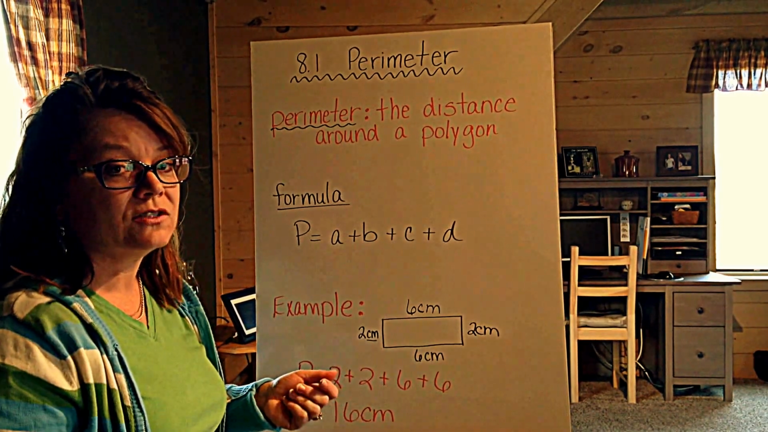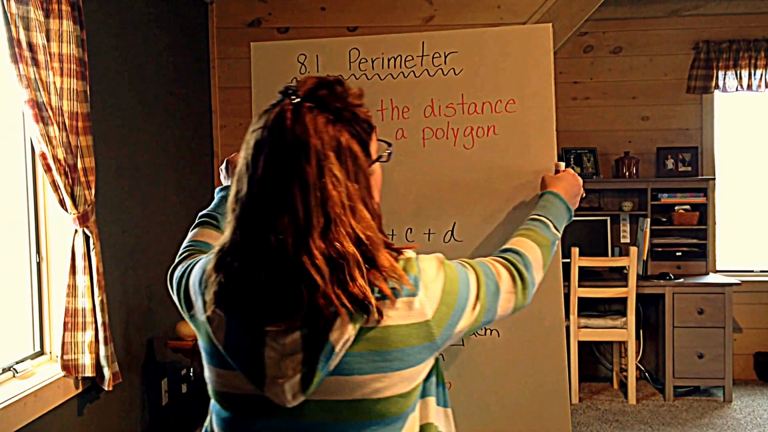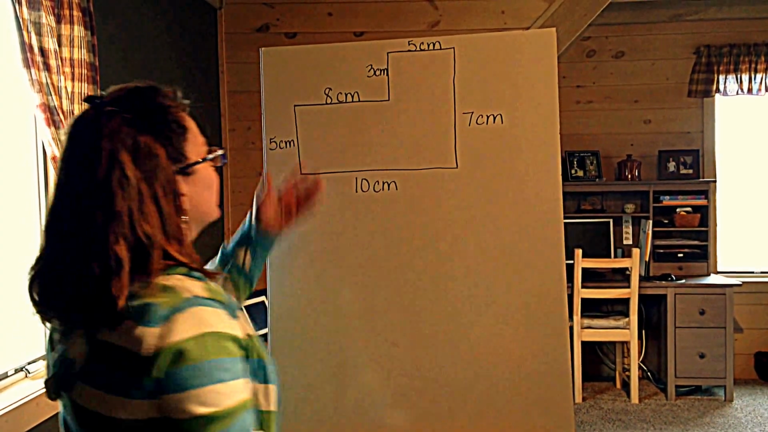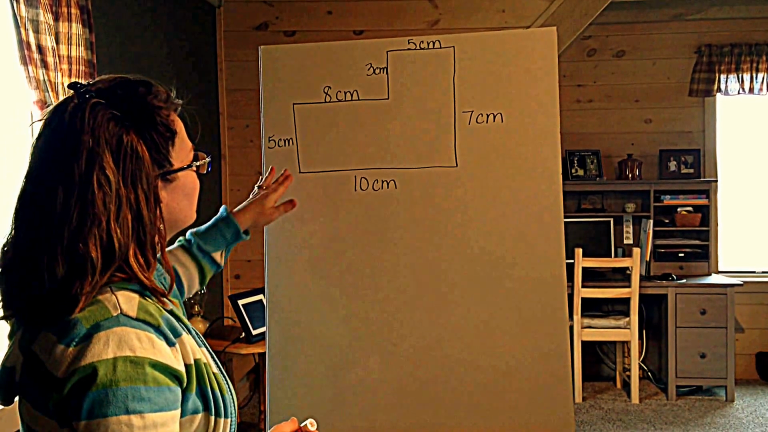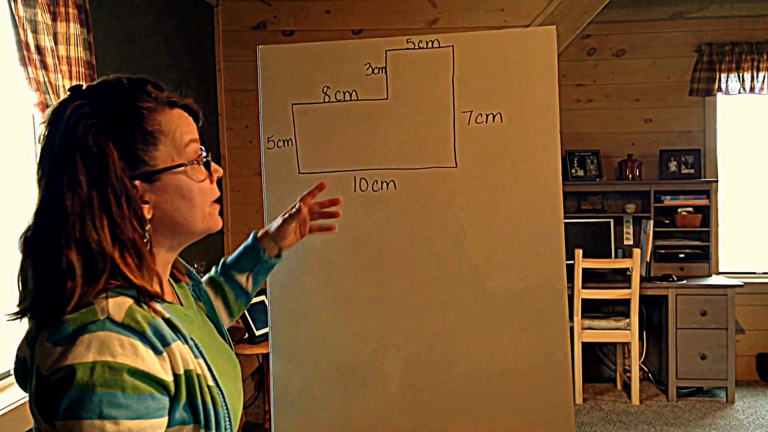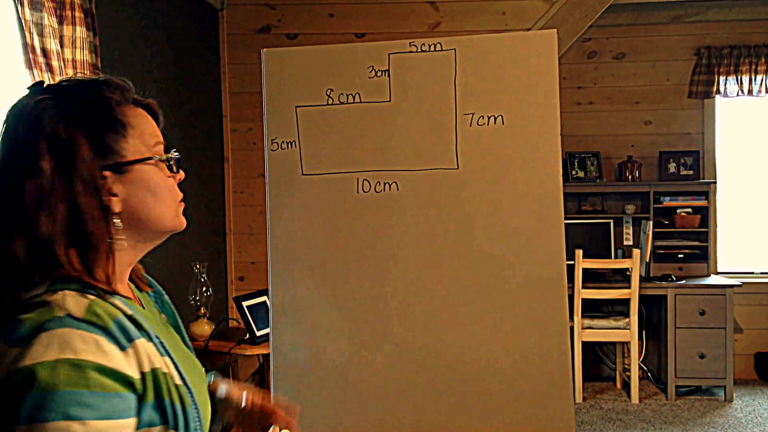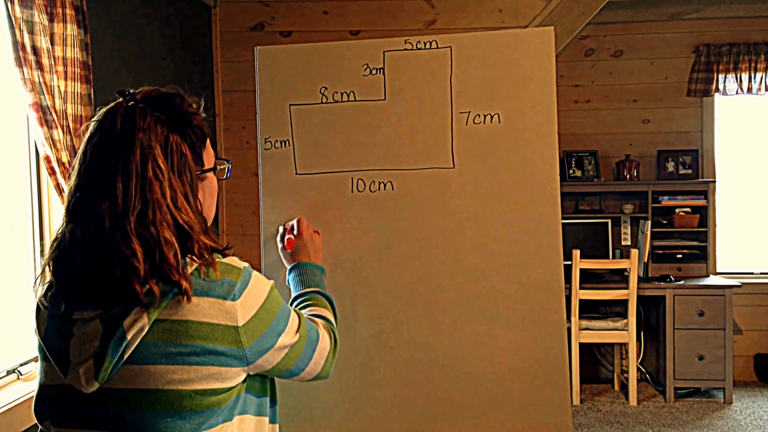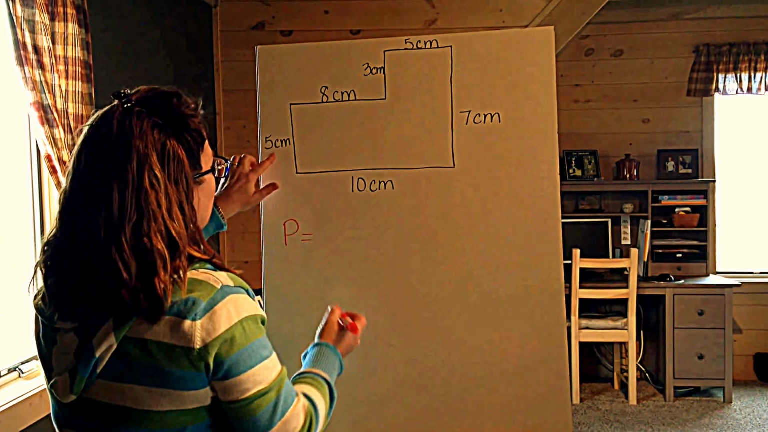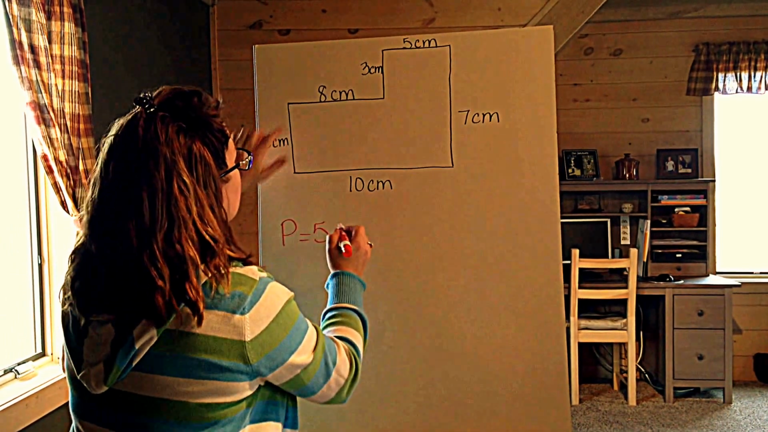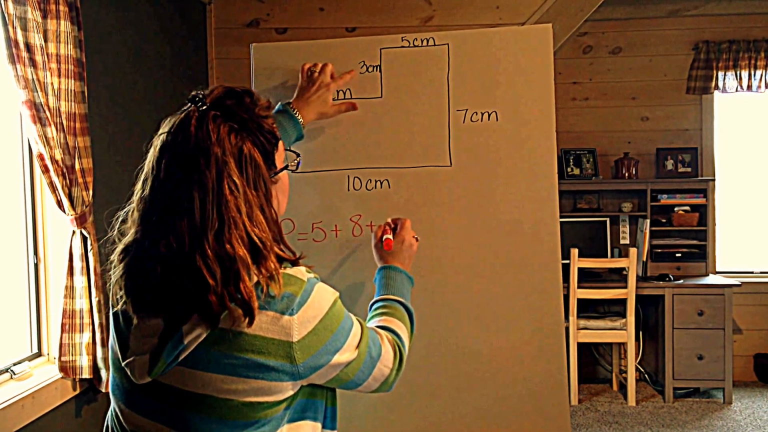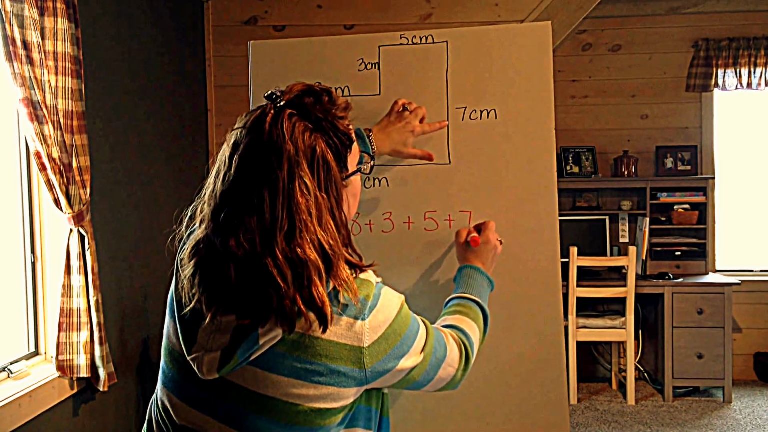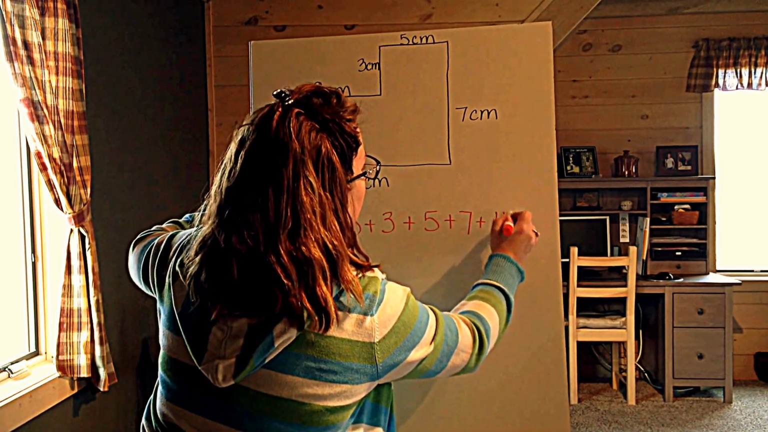Now we're not always going to have simple shapes, so we're going to take a look at some more complex ones, like this one. As you can see, this particular shape has lots of different measurements and different sizes that we need to take into account. So when we write that formula down, write our numbers in, we're going to have 5 plus 8 plus 3 plus 5 plus 7 plus 10.